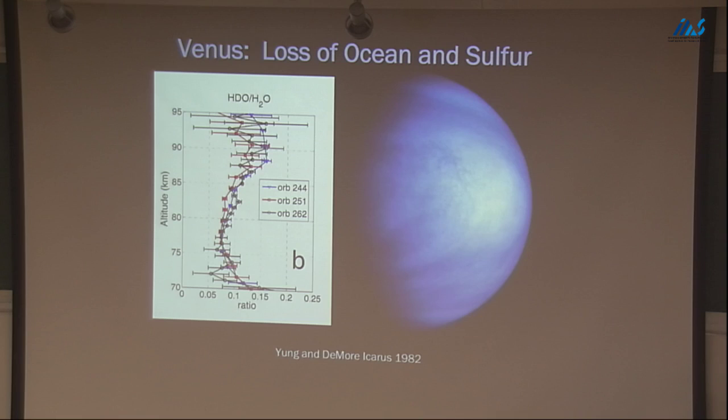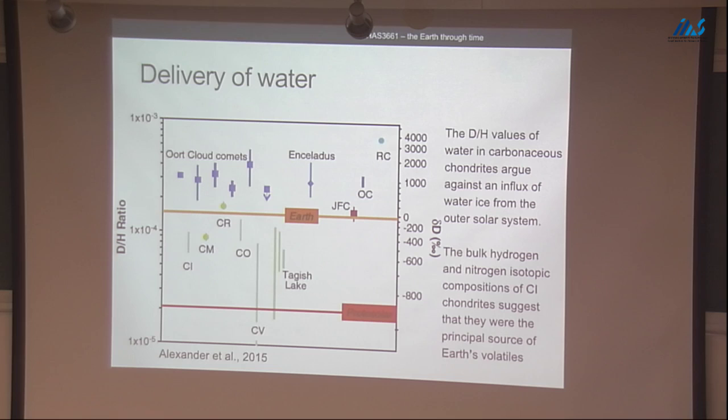Looking at this isotopic value, D over H, for the Earth or the protosolar, and then our meteorites, it's quite interesting to see that the D over H value for the Earth is quite different from the one of the protosolar, but is actually quite similar to some chondrites. Again, this could be suggestive of the fact that these were the principal source of Earth's volatiles.